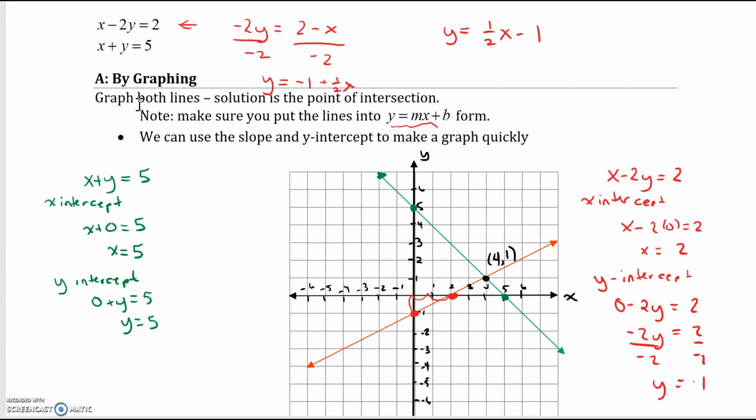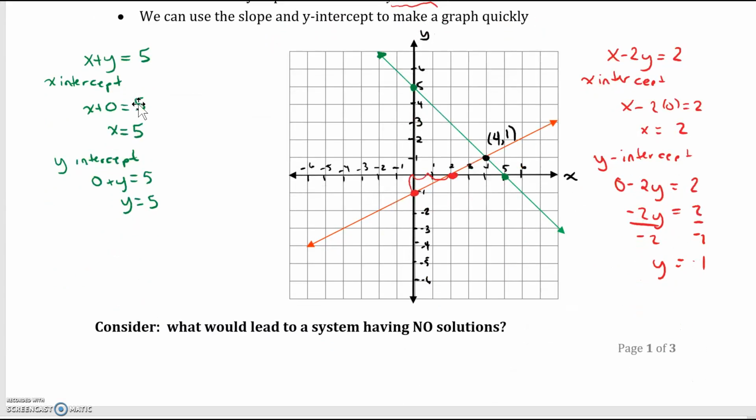How you generate the graph is based on your own comfort level. I recommend using x and y intercepts because oftentimes the algebra is easier and leads to fewer errors. But the most important thing about the method that you choose is it's one that you can do quickly and accurately. If you really like making a table of values, you can do that. But again, when the lines are given to you in standard form, it requires a bit of work to get the lines in the form y equals mx plus b to be able to generate that table of values.